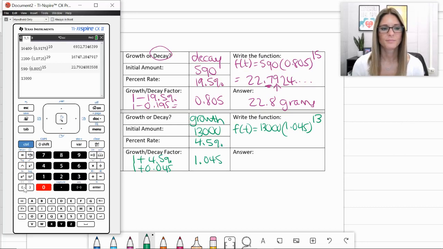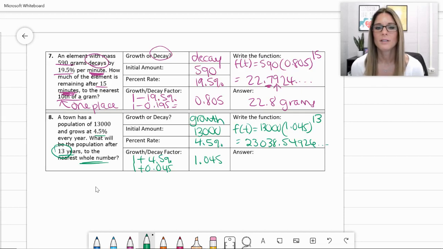13,000 times 1.045 raised to the 13 years is 23,038.5492642. So we're rounding to the nearest whole number. That's going to be the 8. The 5 tells us how to round. So we have 23,039 people.